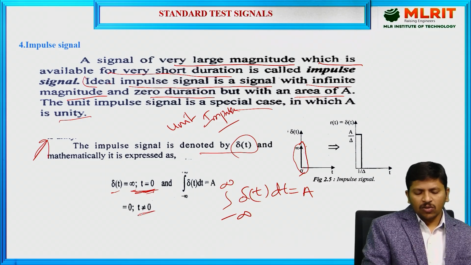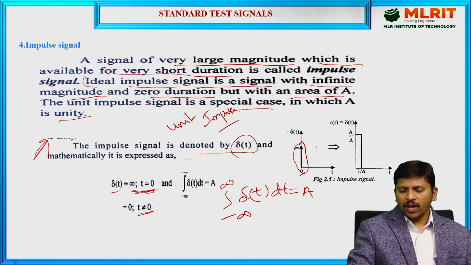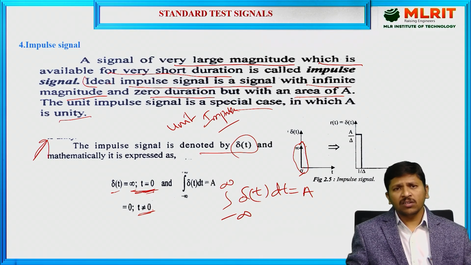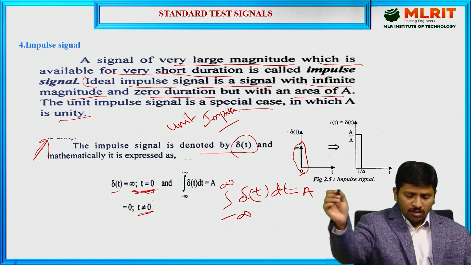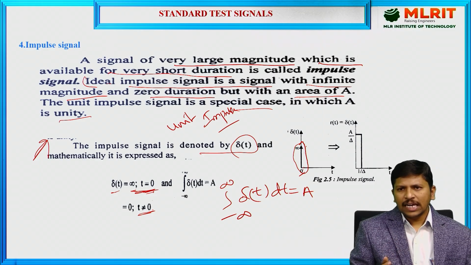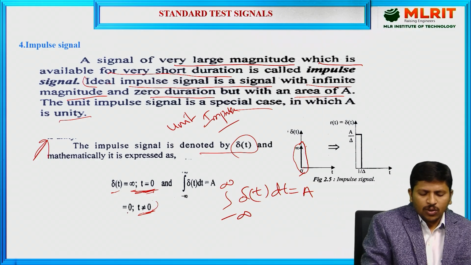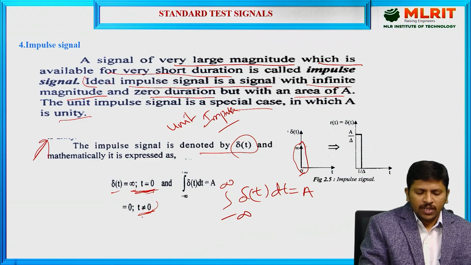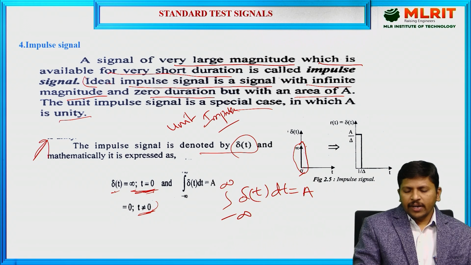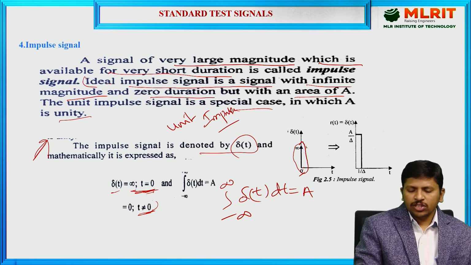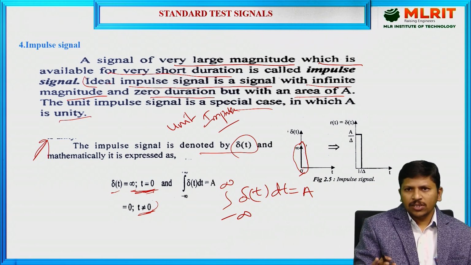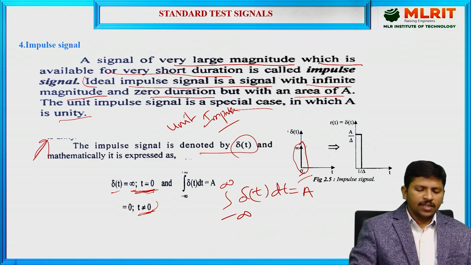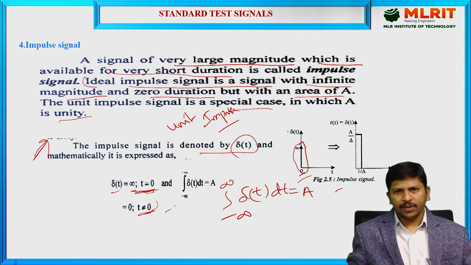For t not equal to 0, all the values are going to be 0 only, that is, for t greater than or less than 0, on the left and on the right. All the values are 0 for del of t, and only at the condition t equals to 0 does it have the large magnitude. This is the graphical representation, and here is the mathematical representation.